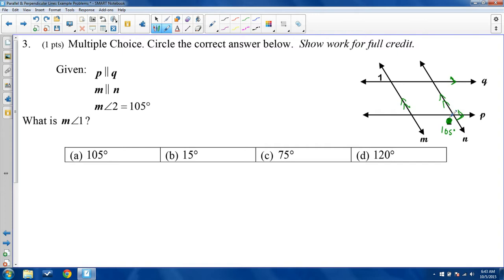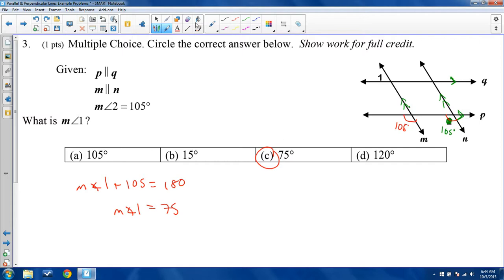So for instance, if this is 105, because these two lines are parallel by the corresponding angles postulate, this is also 105. In a way, what I'm saying is kind of like a proof, right, by the corresponding angles postulate. Now, because these two lines are parallel by the same side exterior angles theorem, angles 1 and 105 are supplementary. So I could say that measure of angle 1 plus 105 equals 180 degrees. Subtract 105, you get measure of angle 1 equals 75 degrees. So 75 is your answer.